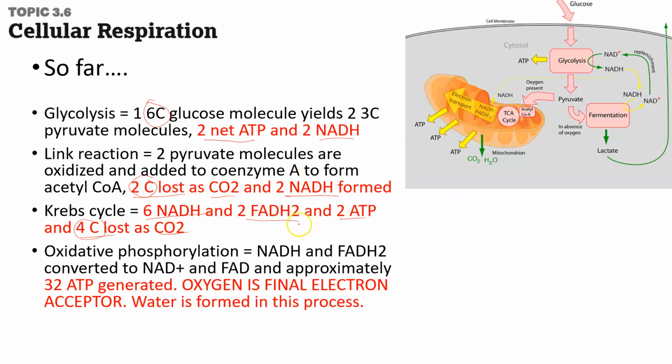NADH and FADH2, these are the super important molecules that are going to travel to this next step and get us the big payoff in oxidative phosphorylation. So in oxidative phosphorylation, NADH and FADH2 are converted to NAD plus and FAD, and approximately 32 ATP are generated. Oxygen is the final electron acceptor. Water is formed in this process.